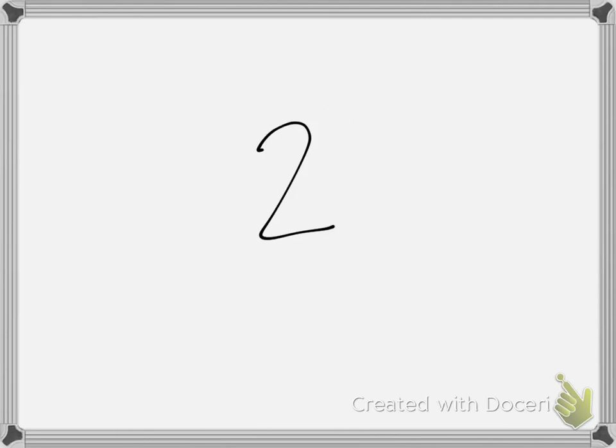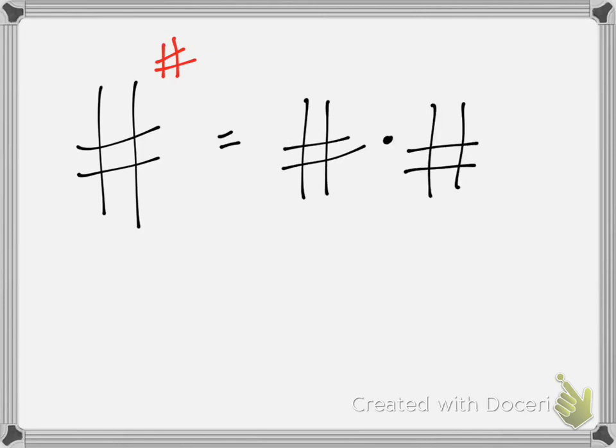All that means is when we see a number with that little baby number next to it, we're multiplying our original number by itself that many times. So for instance, if I was to write this out, it means my number times, let's say this was to the third, my number times my number times my number, if it's to the third.